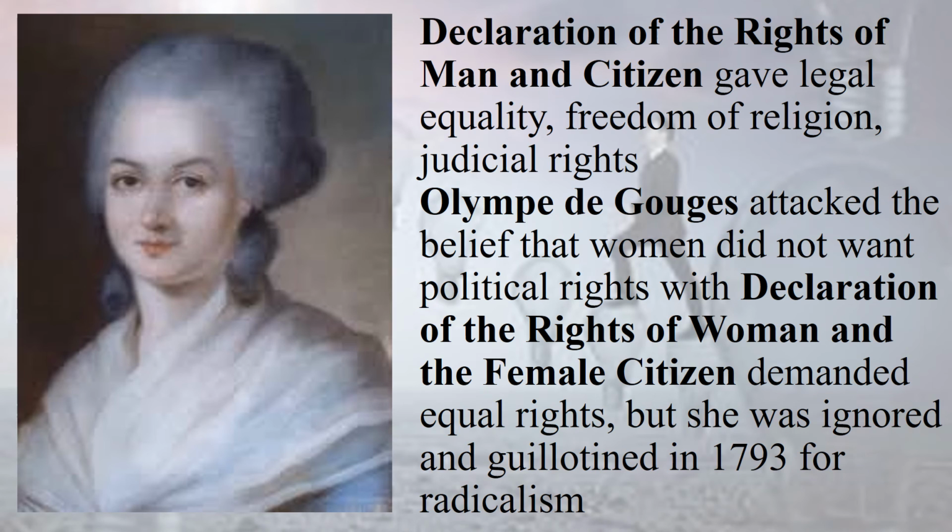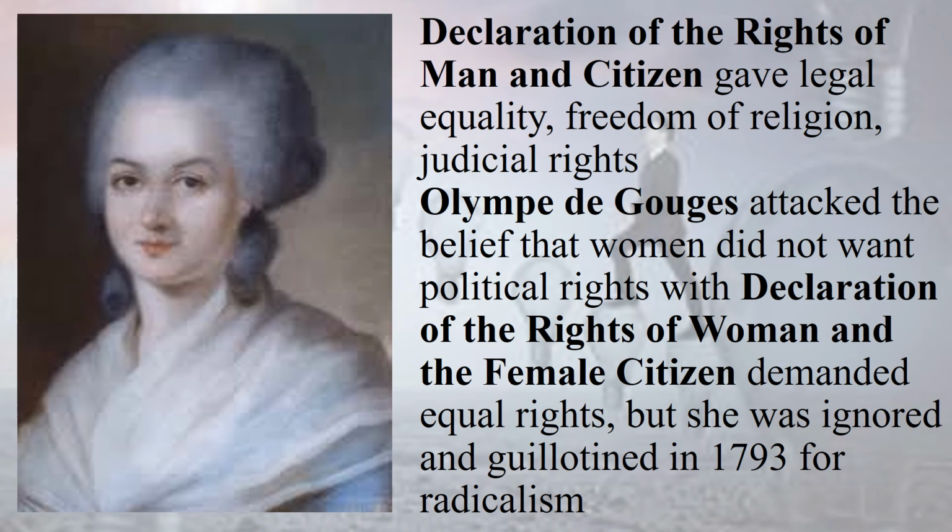So the Declaration of the Rights of Man and Citizen gives legal equality, freedom of religion, and judicial rights to all of the people. And it's believed that it's not being put together for women. Okay? Olympe de Gouges attacks the belief that women did not want political rights. And she publishes her response to the Declaration of the Rights of Man and Citizen with the Declaration of the Rights of Woman and Female Citizen.